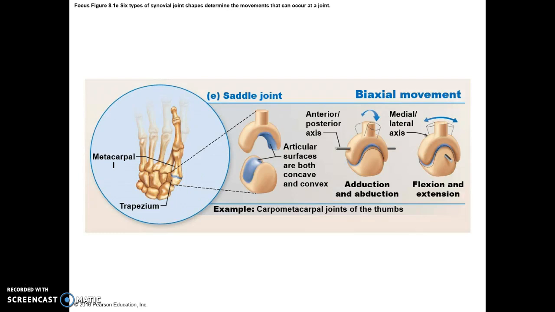Saddle joint, here, this is biaxial movement at the carpometacarpal joint of the first digit. Here, it shows that we have abduction and adduction, flexion and extension with regards to this saddle joint, the carpometacarpal joint between the thumb, the pollex, and the carpal bone.